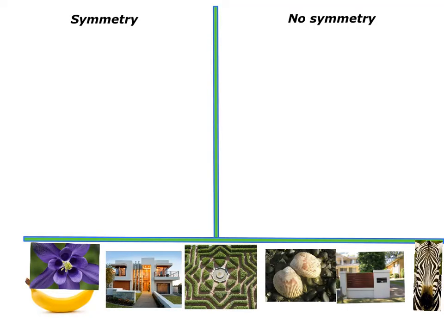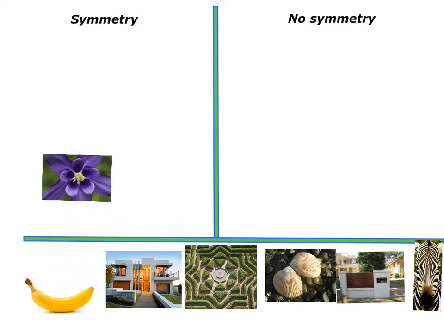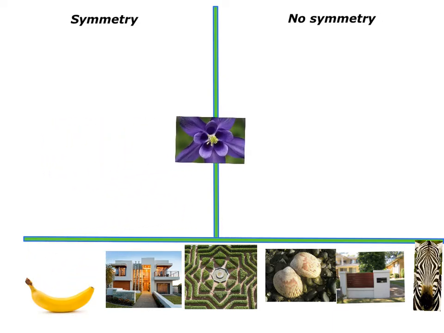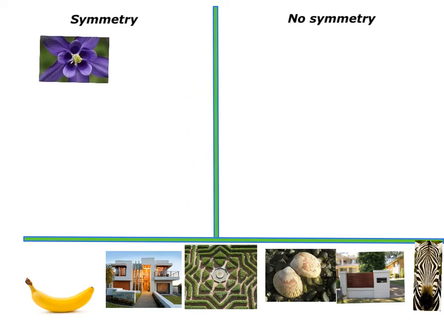So now that you have had a little think about it on your own, let's do some sorting of natural and built things that do and do not have symmetry. Take this flower for example. Are both halves of the flower the same? Yes. So we're going to put it on this side.